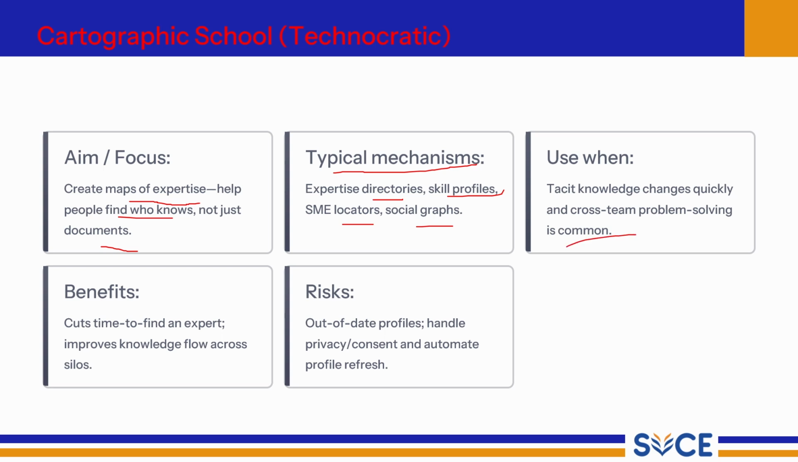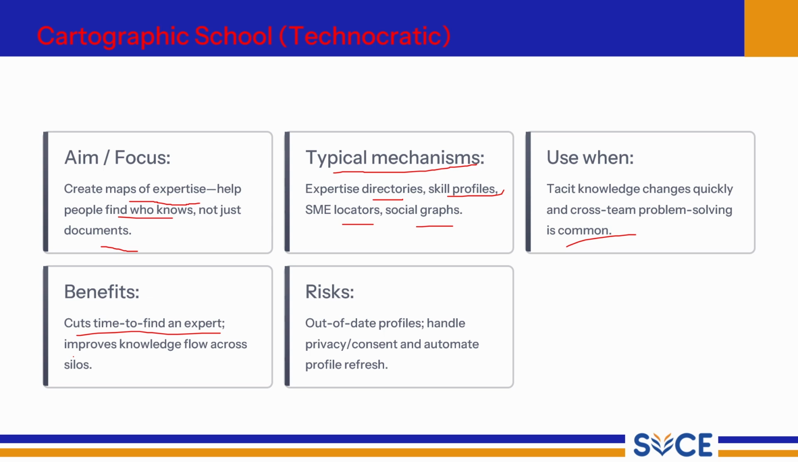Here, the benefit is it cuts the time to find an expert and improves knowledge flow across silos. The main benefits are faster access to experts and better knowledge flow across silos. So, less searching, more solving.